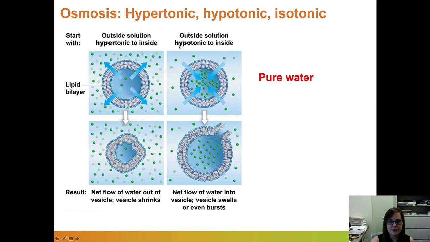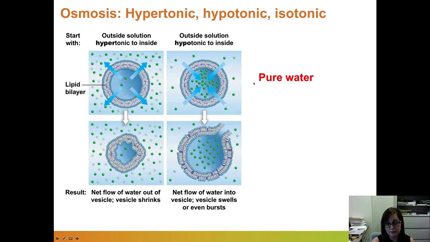The other instance is a hypotonic solution. Okay, so a hypotonic solution is when the solute concentration is low on the outside of cells and high on the inside. Okay, so the water will move from areas of low solute concentration to high solute concentration. So now all the water is flooding inside the cell, and then the cell will swell or even burst. And when a cell bursts, we call this lysis. And so here we have a cell bursting because we put it in a hypotonic solution.